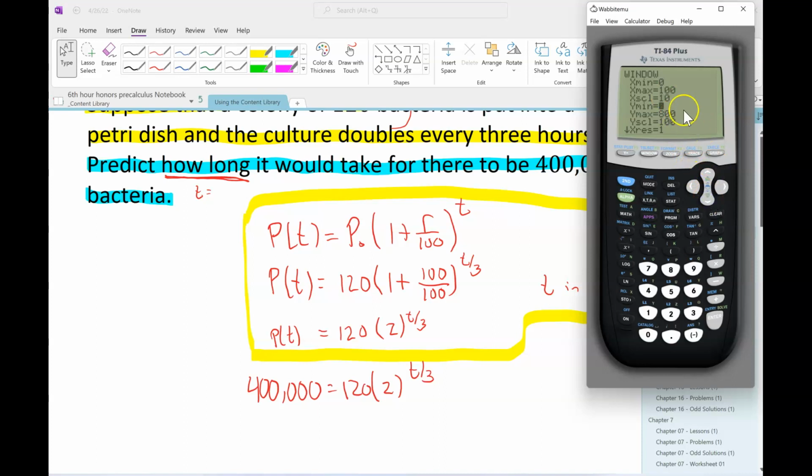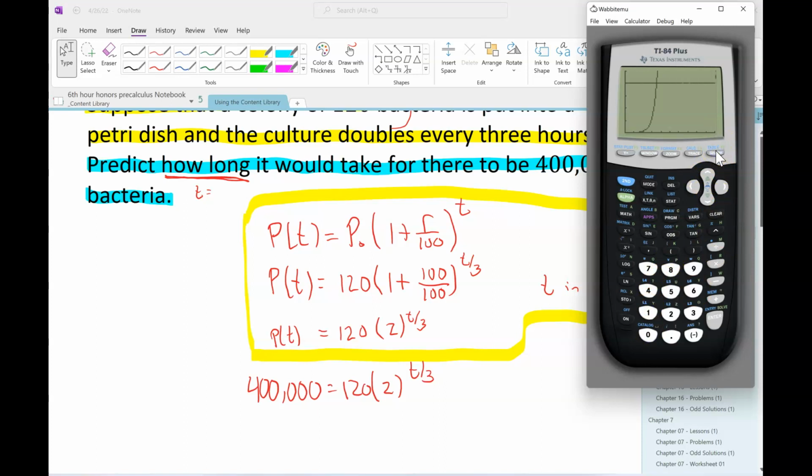The Y is representing the population. The minimum population is 120. That's what we're starting with. I'm just going to use 0 because it's a round number. The biggest population we care about is 400,000. I'm going to set my max Y at 500,000 though, so that the 400,000 line isn't just at the top of my viewing window. And then I'll go up by 100,000s, I guess. Let's hit graph. There's my 400,000 line.